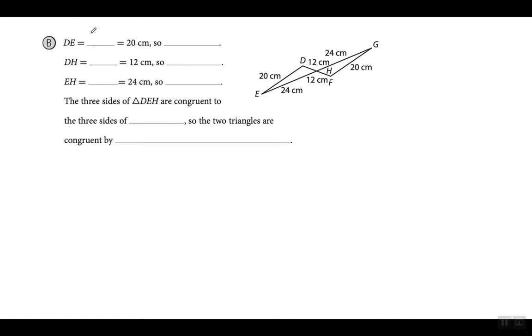Now let me just go by filling in the blanks because you're going to have this on your homework. So side DE is the 20 side, so that one corresponds to FG, because they both equal 20 centimeters. I'm assuming they want me to write this here. DE is congruent to segment FG, or side FG. DH is this side, which is 12, so that one's congruent to FH.